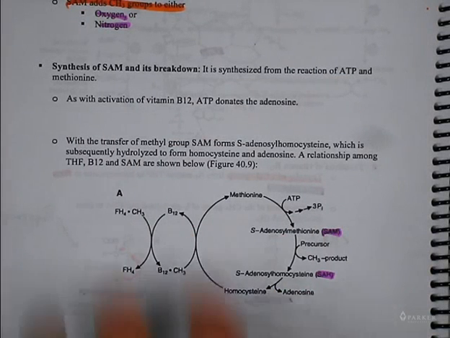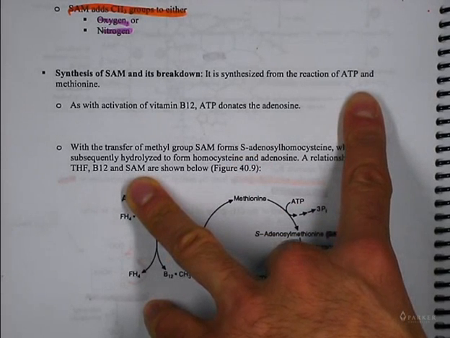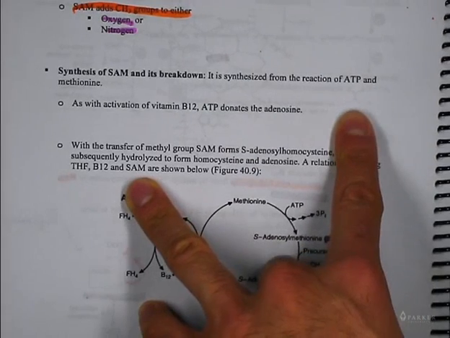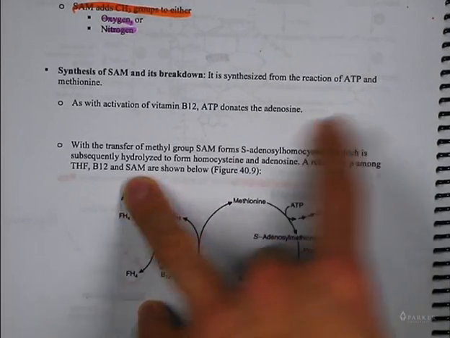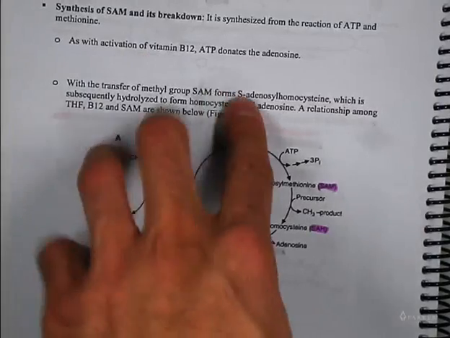What else is methionine important for? Start codon. Methionine is the start codon in all your proteins. SAM is synthesized from the reaction of ATP and methionine. As with activation of vitamin B12, ATP donates.